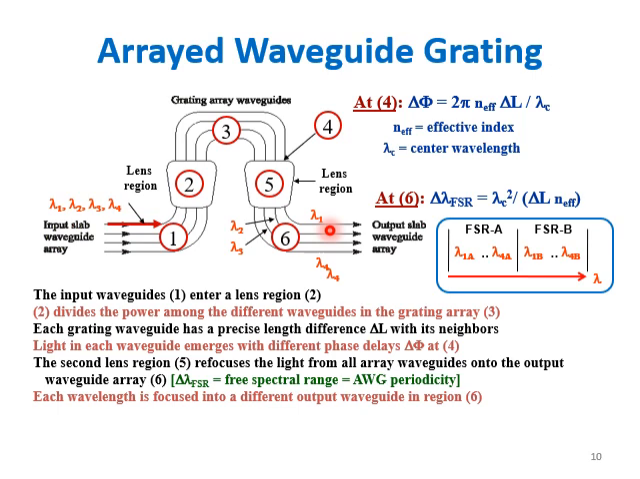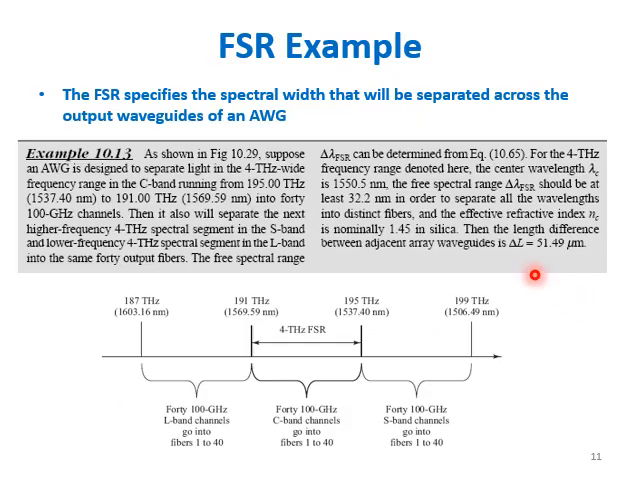So this is the arrayed waveguide grating, defined as separating all the different wavelengths with the help of the grating structure. This slide, the FSR example, the free spectral range example, specifies the spectral width that will be separated across the optical waveguide of an AWG, that is, the arrayed waveguide grating. So for the arrayed waveguide grating, we define the free spectral range, with the example considered here.